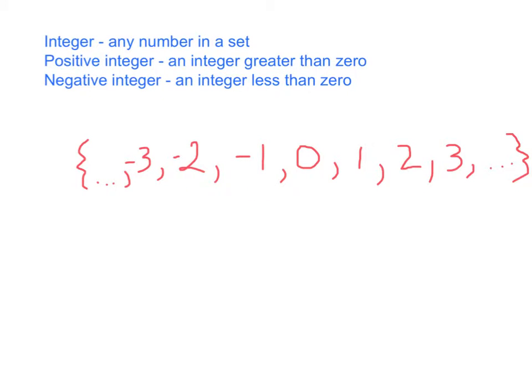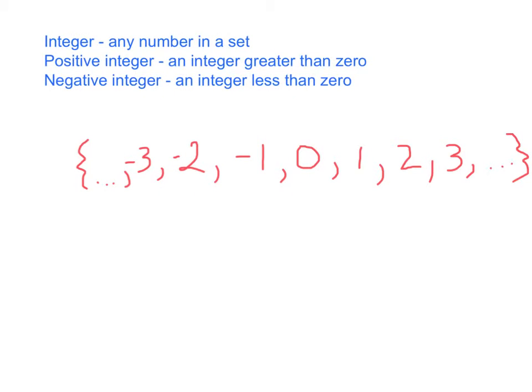A positive integer is any integer that is greater than 0. So 1, 2, 3. These dots here and here just tell us that these numbers go on forever in both directions. Negative numbers, like you see here, are numbers that are less than 0.